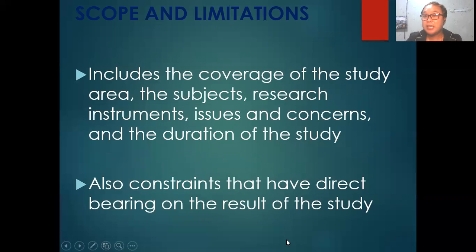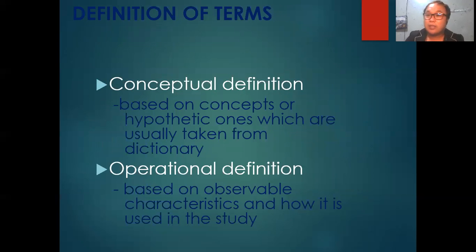So scope and delimitation, meaning it includes the coverage of the area, the study area, what else? The subject, research instrument, issues and concerns, and the duration of the study. Also constraints that have direct bearing on the result of the study. Now, the last part of chapter 1 is the definition of terms.